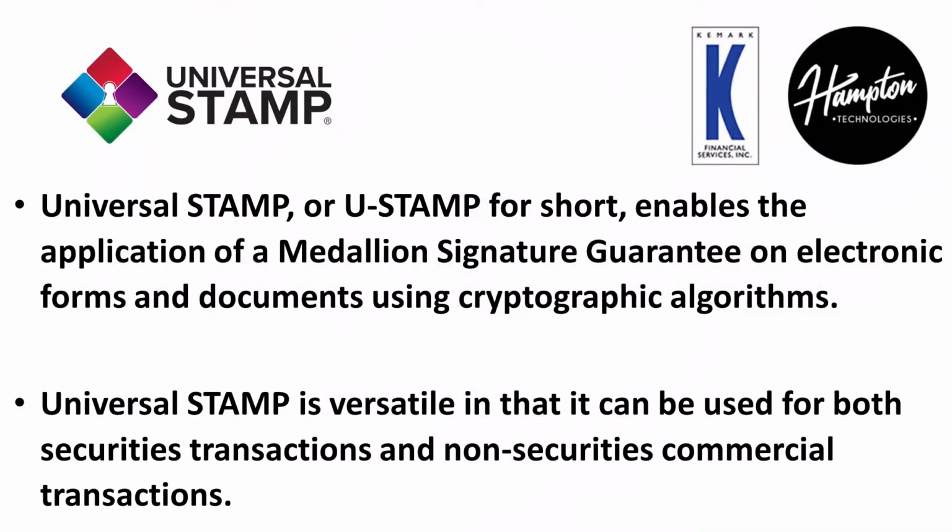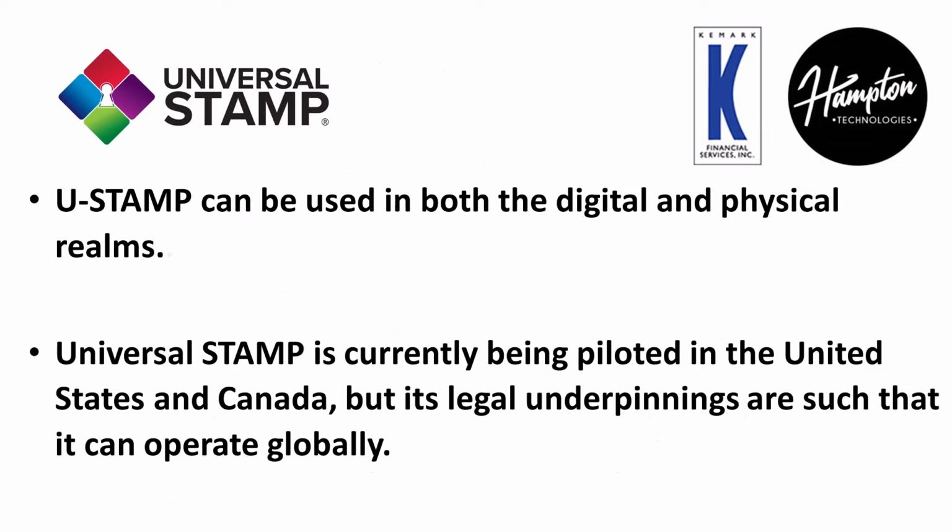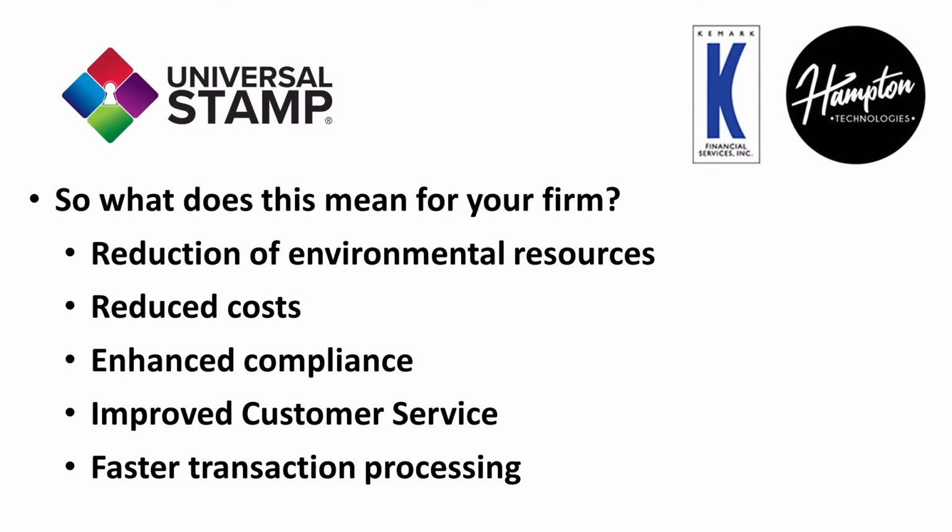Universal Stamp, or UStamp for short, enables the application of a Medallion Signature Guarantee on electronic forms and documents using cryptographic algorithms. UStamp is versatile in that it can be used for both securities transactions and non-securities commercial transactions. UStamp can be used in both the digital and physical realms. UStamp is currently being piloted in the United States and Canada, but its legal underpinnings are such that it can operate globally. So, what does all this mean for your firm?